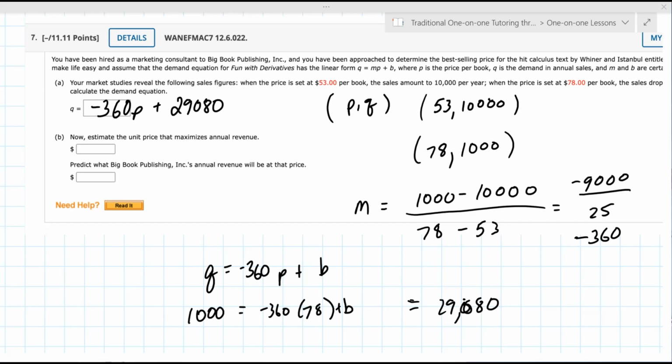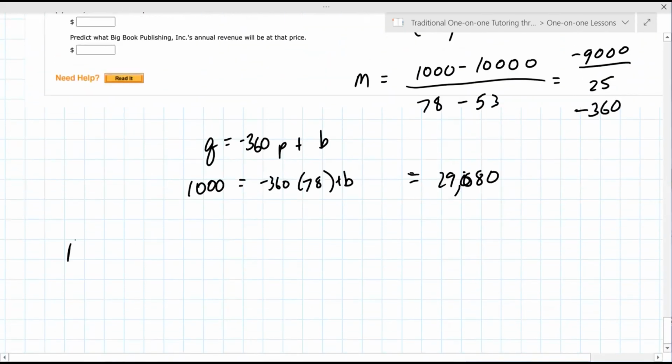So then for part B, we would take the revenue again. So you do P times negative 360p plus 29,880. Exactly. So you've got to find the revenue function, which is price times quantity. And your quantity is the thing you just found. It's the minus 360p plus 29,080.